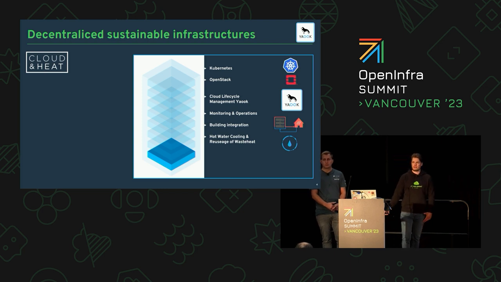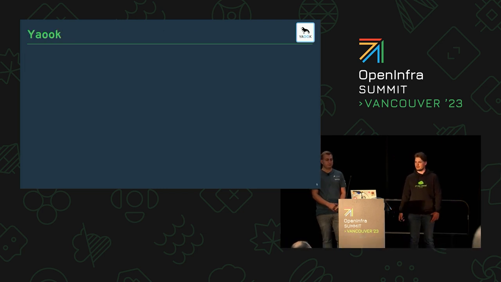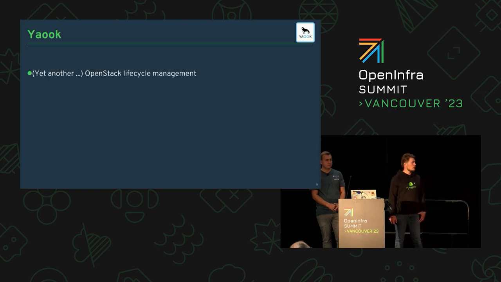But enough with the marketing stuff. Let's go to Yaook, what it actually is. So it's a tool to install and also operate OpenStack. We want to show it to you a bit. The name is Yet Another OpenStack on Kubernetes.